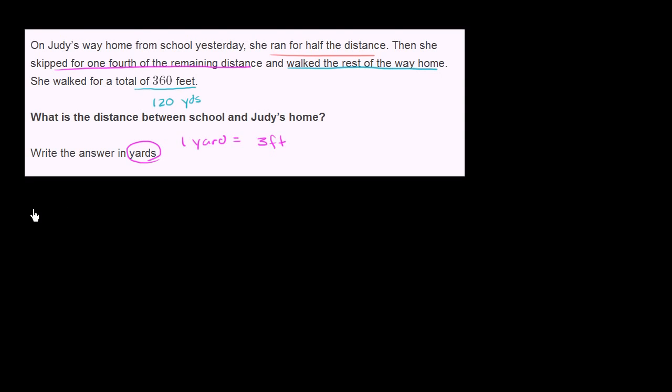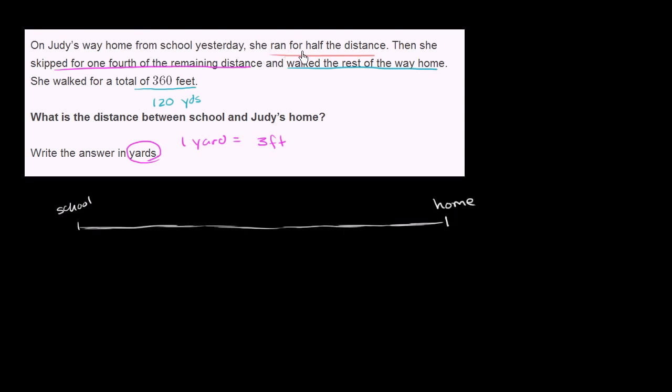If we make the entire distance, so let me say that this is her entire distance. This is on her way home from school. So this is school, and then let me draw a line that shows the distance all the way home. I want to draw it as large as possible so that we have room to write inside of it. So that's school, that is home.